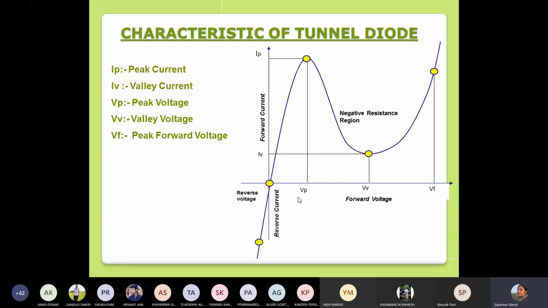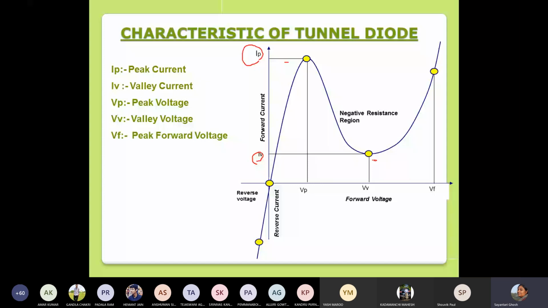Okay, so let us quickly define some terms here. This is the peak current where you have the maximum tunnel current. This is called peak current or maximum tunnel current, IP. This is called valley current, that is the point where the current turns and starts increasing again.